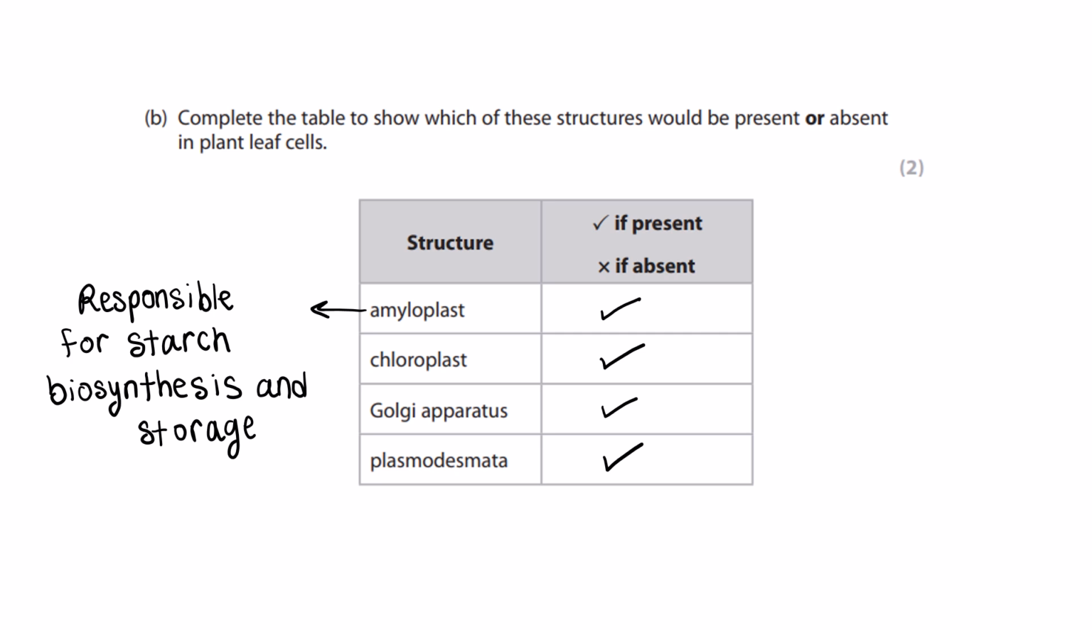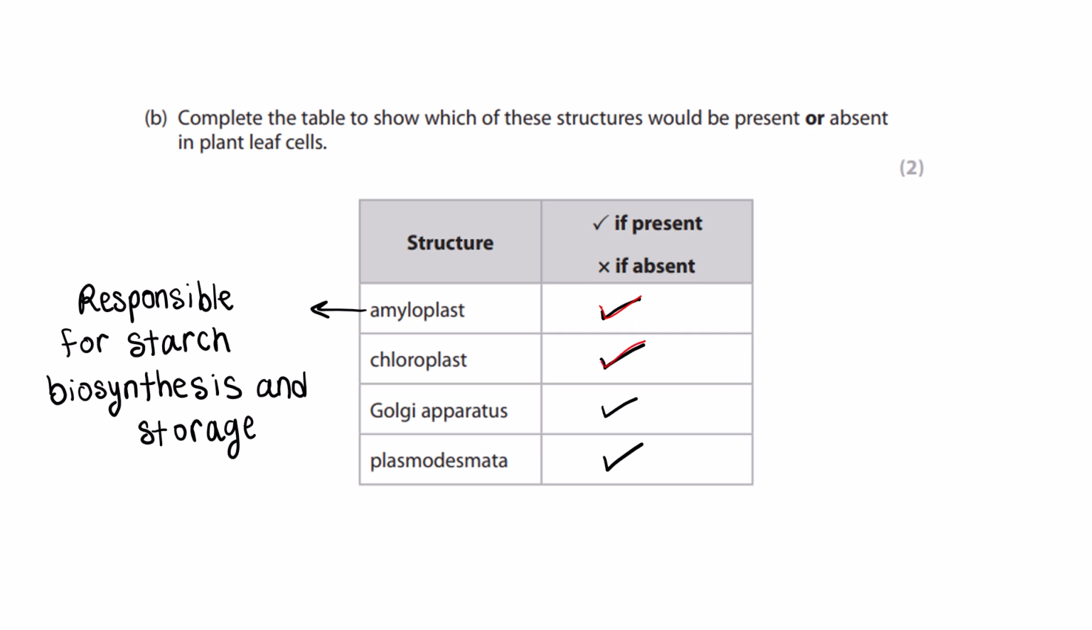Okay. Complete the table to show which of these structures would be present or absent in plant leaf cells. Okay, well, a amyloplast. An amyloplast is responsible for starch biosynthesis and storage, so it is present, okay? Chloroplast, of course, is very famous, has chlorophyll, okay, for photosynthesis, is present.